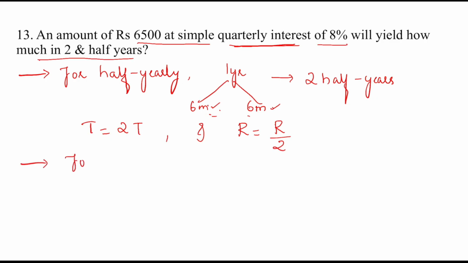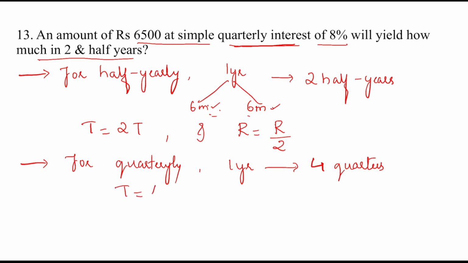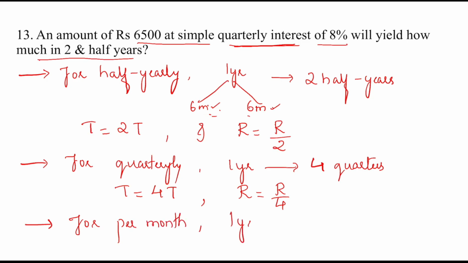So if it is quarterly, it means in 1 year there are 4 quarters, 4 quarters of 3 months. So time will be 4 times. So time is 4t and the rate of interest is R by 4. Similarly, if we have to calculate per month, then in 1 year how many months are there?